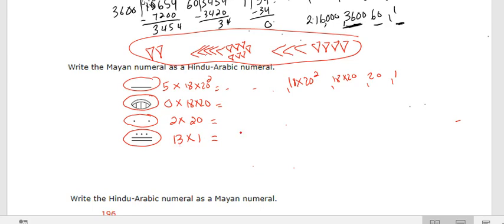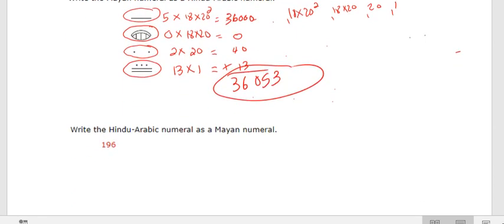Okay, so 13 times 1 is 13. 2 times 20 is 40. 0 times 18 times 20 is 0. And the next one we have 20 squared times 18 times 5 is 36,000. So if we add these together, we get 36,000 plus 0 plus 40 plus 13. So 36,053.